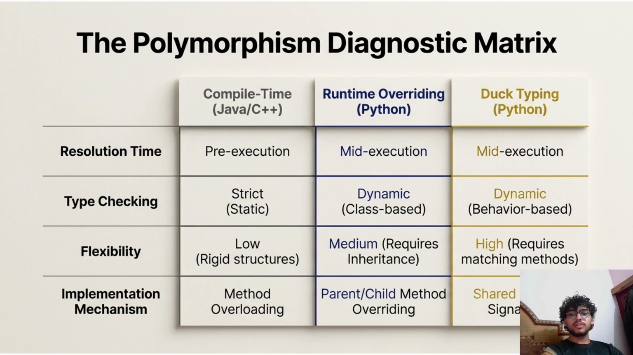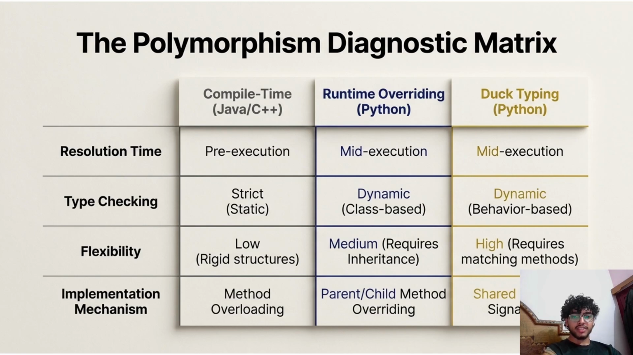Now in Java or C++, the compile time, pre-execution, gives the resolution time, and in Python it happens during execution, mid-execution. Type checking is pretty strict in Java and C++, and in Python it's dynamic. It uses built-in libraries to check the data type. Flexibility is pretty low because obviously they are strict languages, medium in runtime overriding, and in duck typing it's the highest.